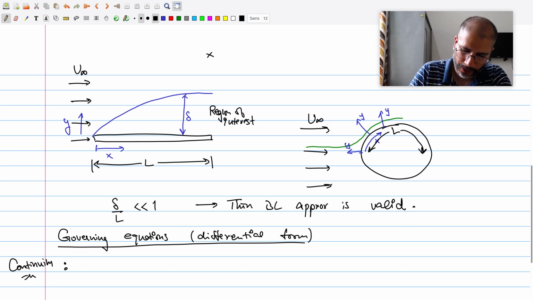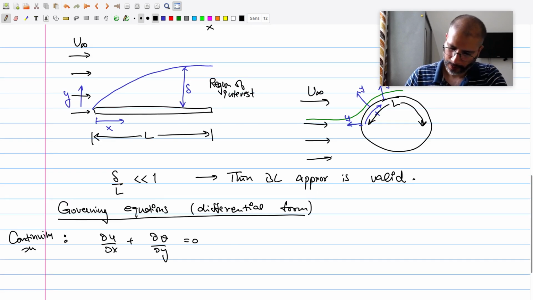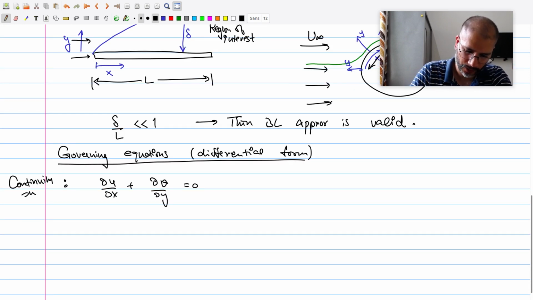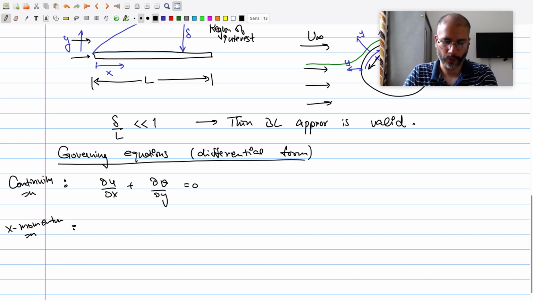So, the first one is continuity equation, del u by del x plus del v by del y is 0. Okay, so, this equation is valid inside the boundary layer from the idea of conservation of mass. Then we have the x momentum equation. So, remember, it is a steady state situation. So, we are not taking the del u by del t term.